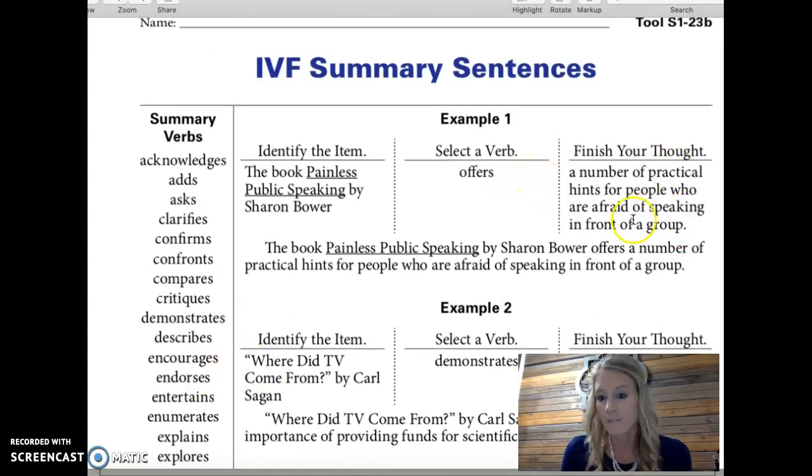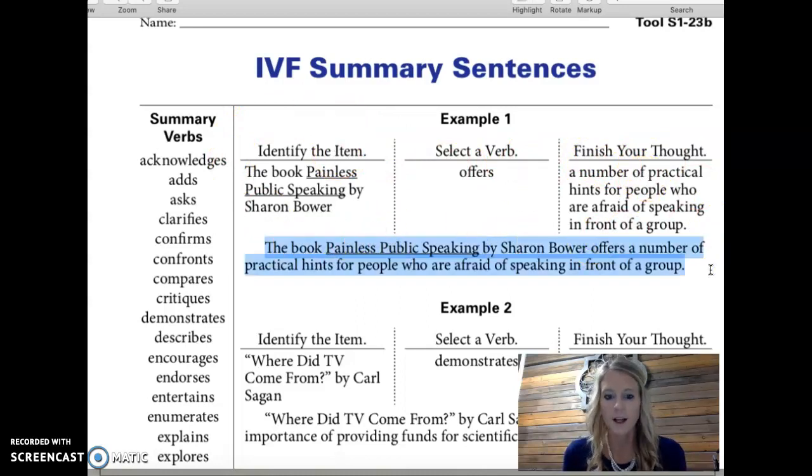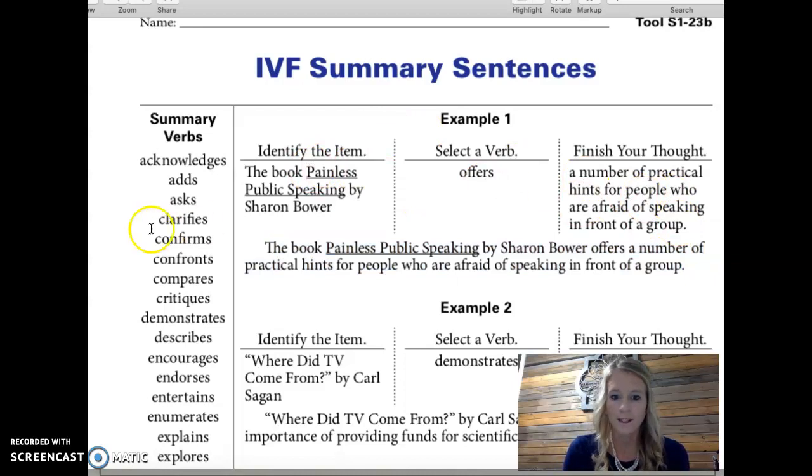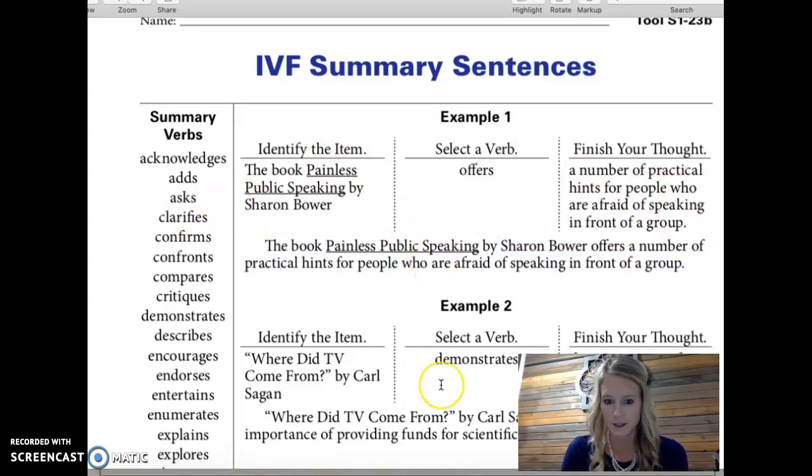When they finish their thought, they want to tell what the book did. The book offers a number of practical hints for people who are afraid of speaking in front of a group. Then they take all three of these, the I, the V, and the F, and create their topic sentence, which you find right here. The book Painless Public Speaking by Sharon Bauer offers a number of practical hints for people who are afraid of speaking in front of a group.